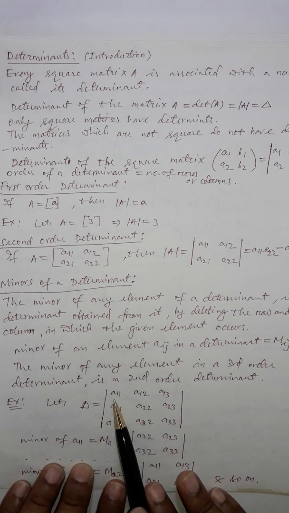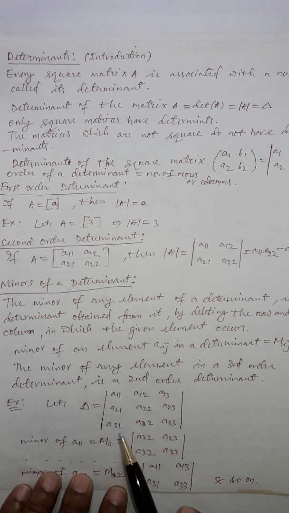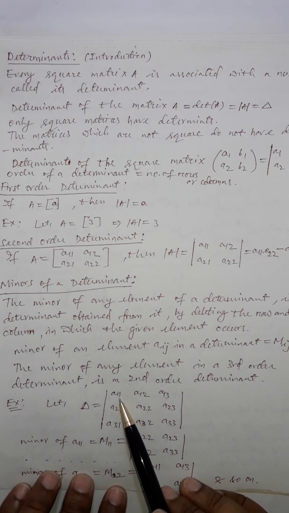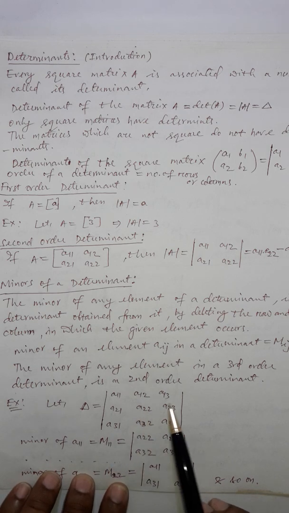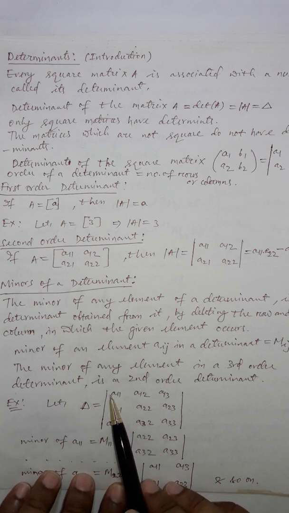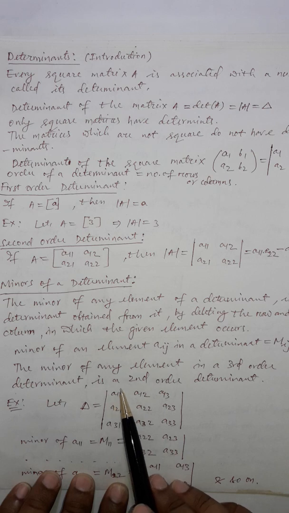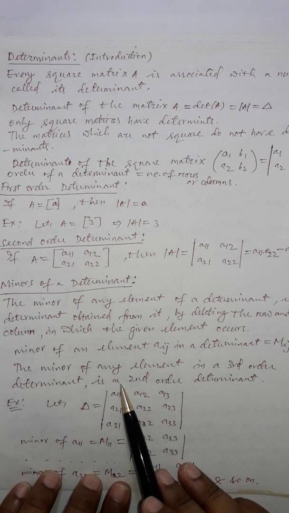You can see the elements a11, a12, a13 and so on. So, the minor of the element a11, which is symbolically written as m11, is nothing but the determinant of second order, which is obtained by removing the row and column to which the element belongs. So, a11 belongs to the first row and first column.